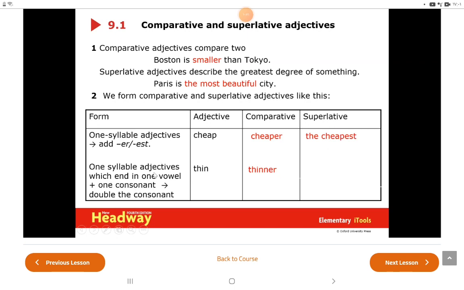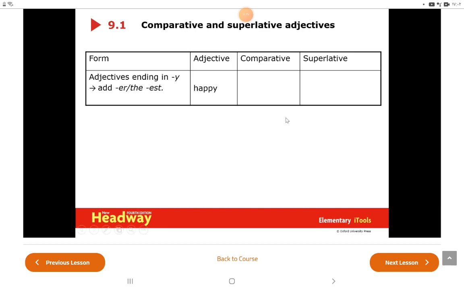If it's a one syllable adjective, again, a small one, which ends in one vowel and one consonant, then you double the consonant, okay? So here we have the vowel and here we have the consonant, okay? Then I will double it. Thin, thinner, thinnest. Again, this is a rule. You will definitely come across some exceptional cases, okay? So it's always good to learn these words and just memorize them. This is important, okay?